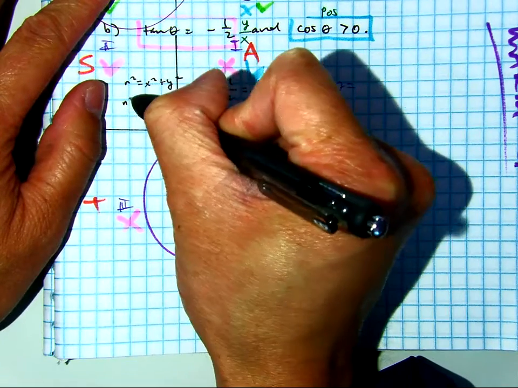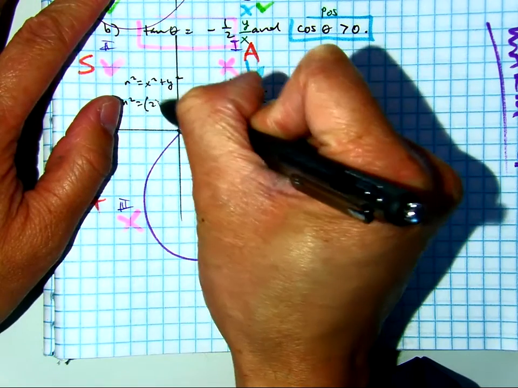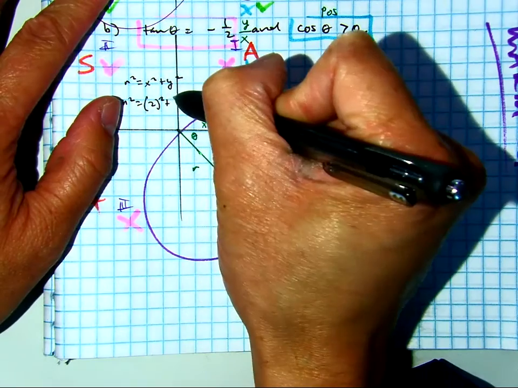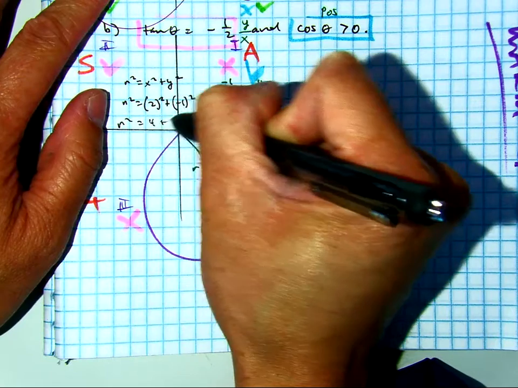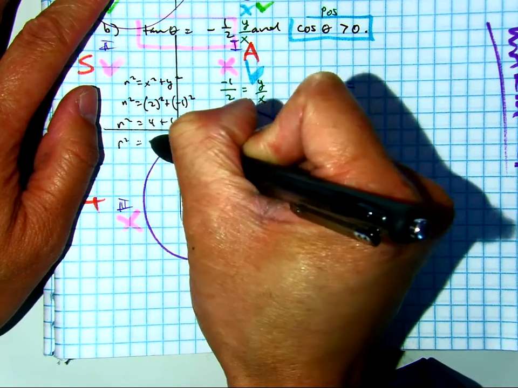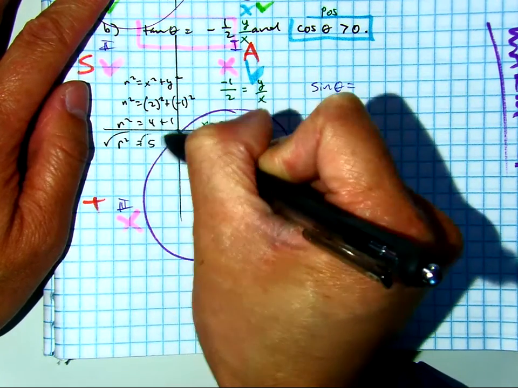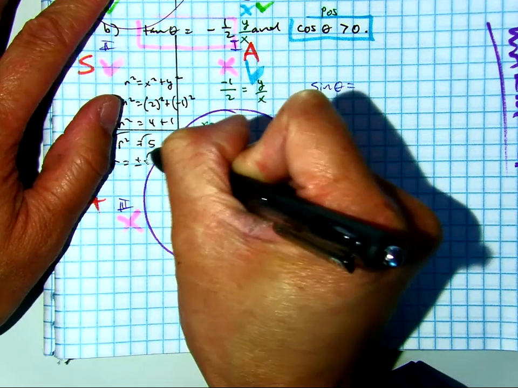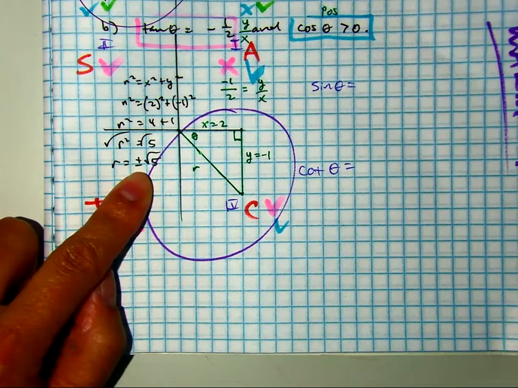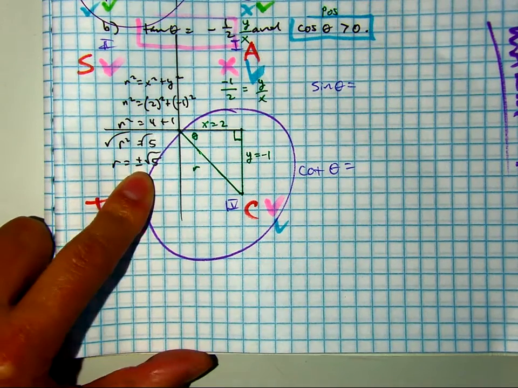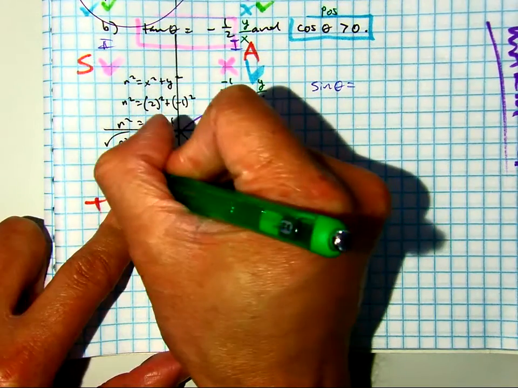R squared equals 2 squared plus negative 1 squared. So I get 4 plus 1. R squared equals 5. Take the square root. R is equal to plus or minus radical 5. Class, which one am I going to pick? The positive, right? Because the r value, radius, is always positive.